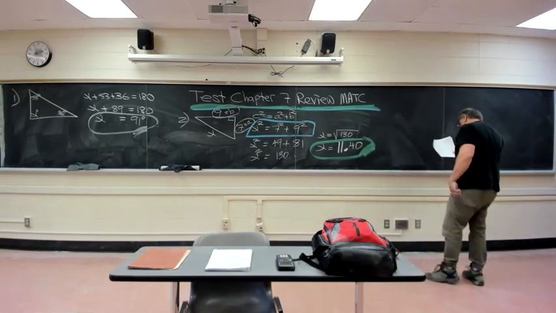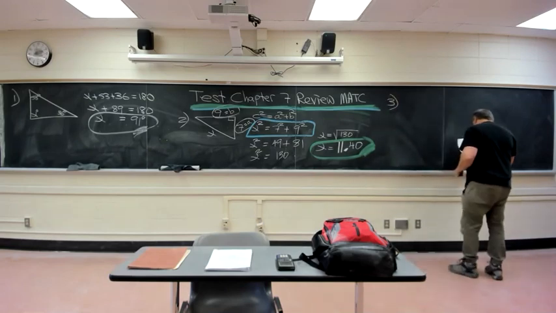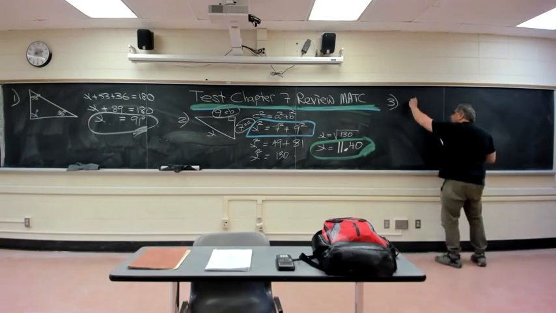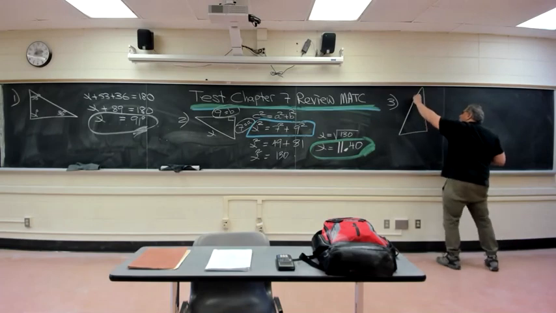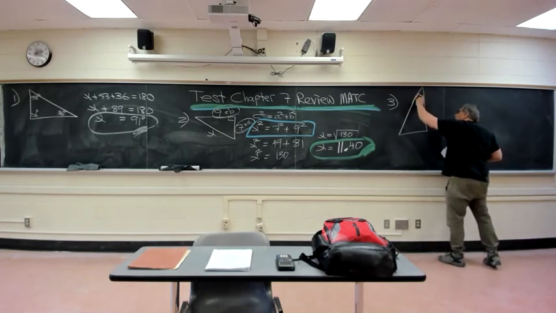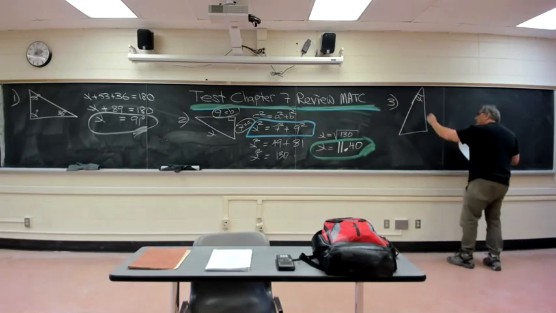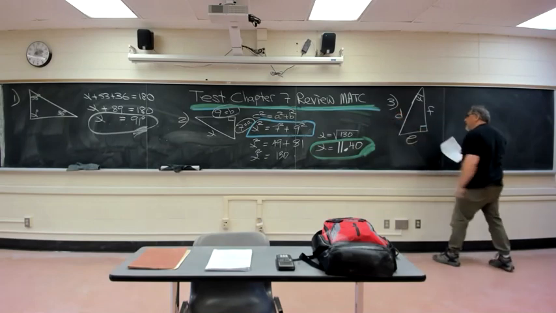Question number 3. A right triangle has sides D, E, and F as shown below. Use these lengths to find tan x, sine x, and cosine x. Okay, so we've got 3. They drew something here. This is not a good drawing already, guys. Let me see what I can do. This guy is measurement x. This is F. That's a 90-degree angle. This is E. This is D.